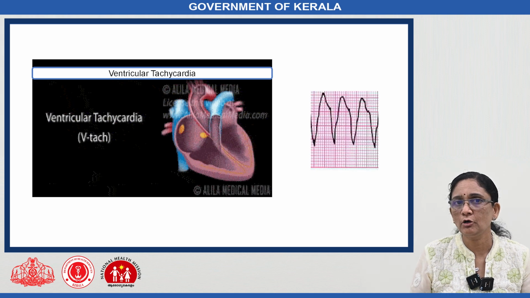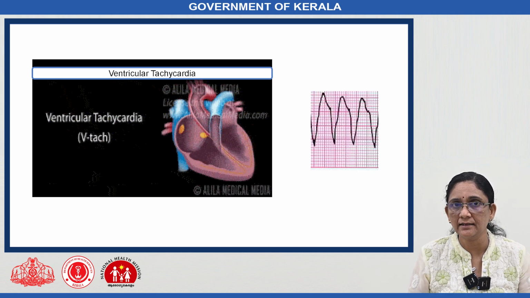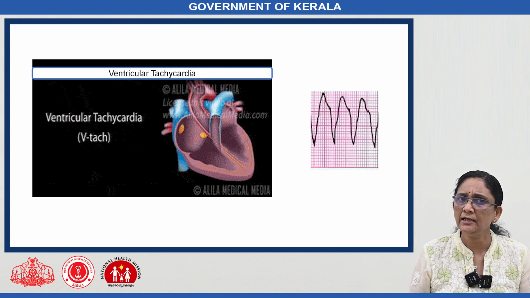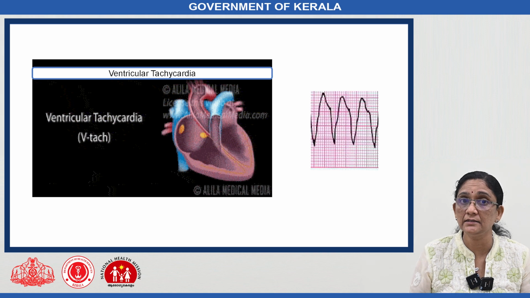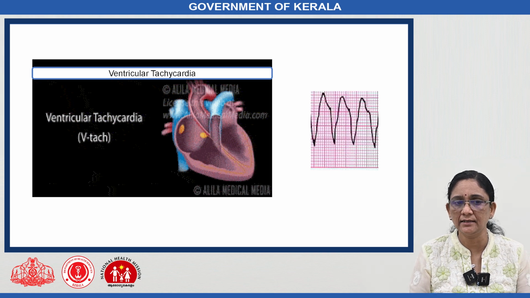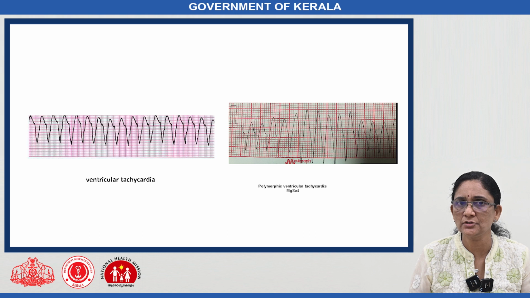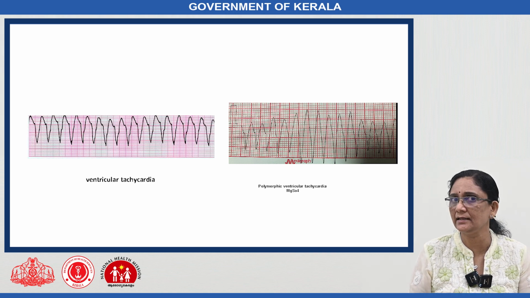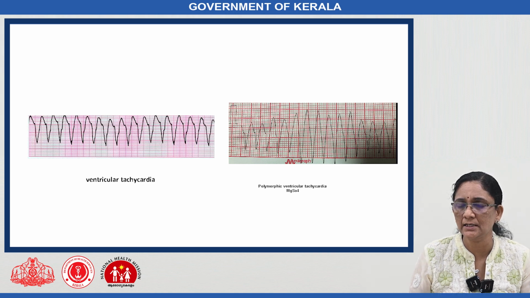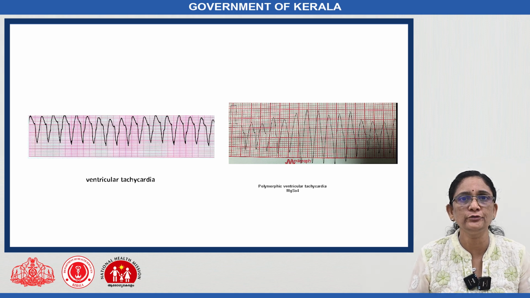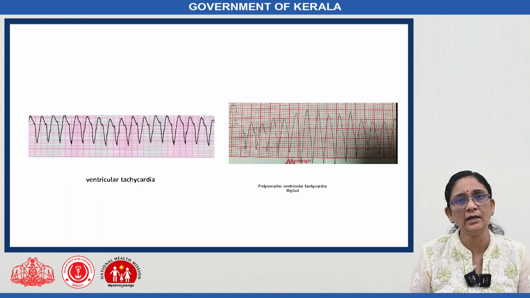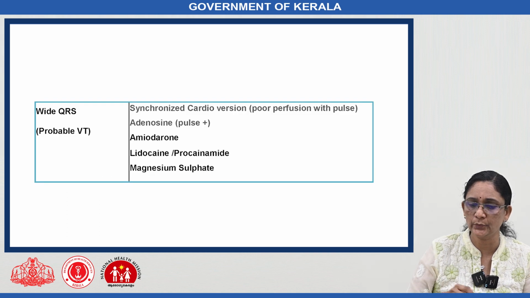Now coming to the broad complex tachycardia, that is ventricular tachycardia with a pulse. Whenever you have a broad complex tachycardia, remember, it can be a ventricular tachycardia, but it can also be a supraventricular tachycardia with aberrancy. So that is why here also in children, the first drug that we give is always adenosine, thinking that it may be an SVT with aberrancy. But if the child does not respond to your adenosine, or if it is a confirmed case of ventricular tachycardia, the drug of choice would be either amiodarone or lidocaine.